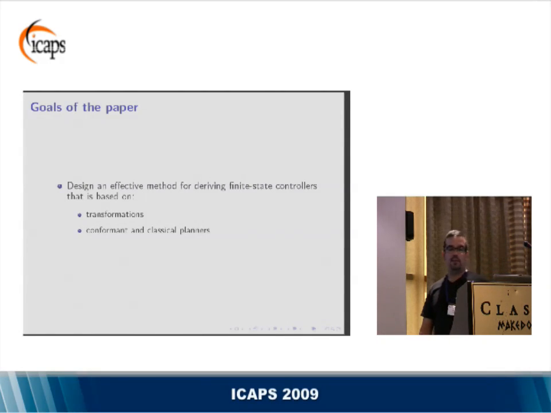So the goal of the paper is that we design an effective method for deriving these controllers, and the method is based on transformations between classes of planning problems, and then we use conformant and classical planners.